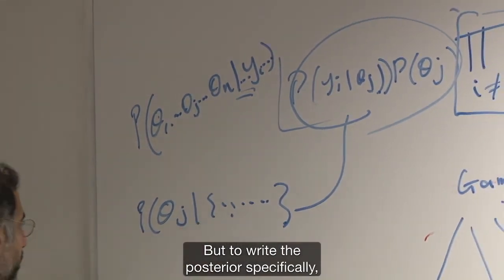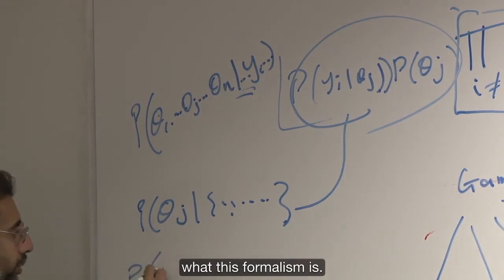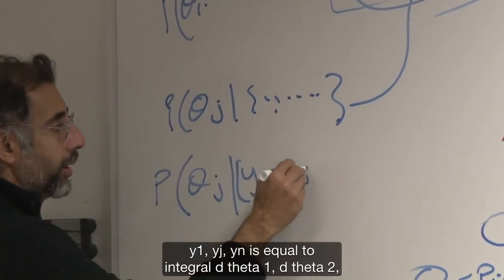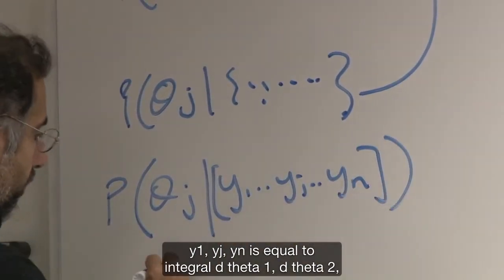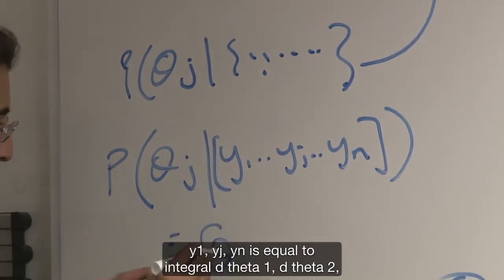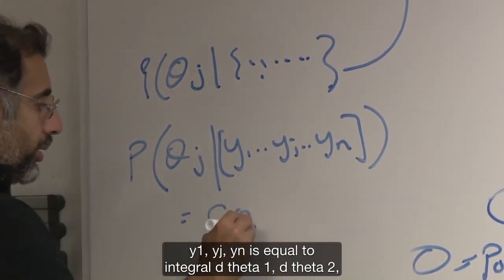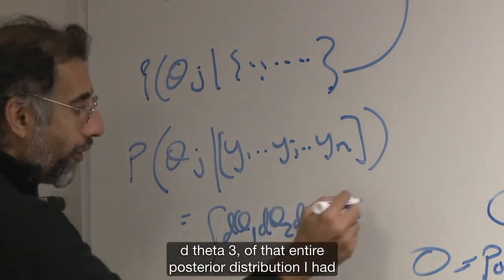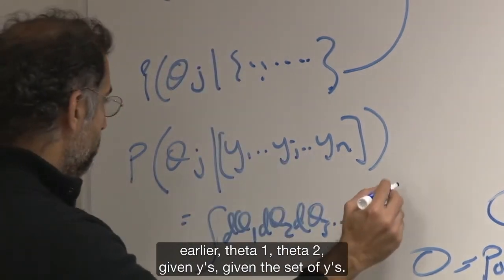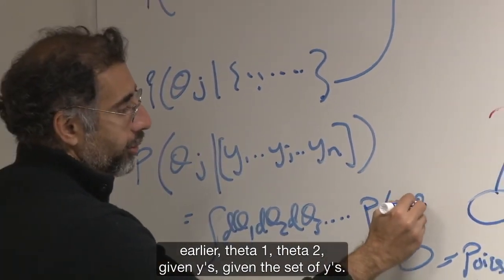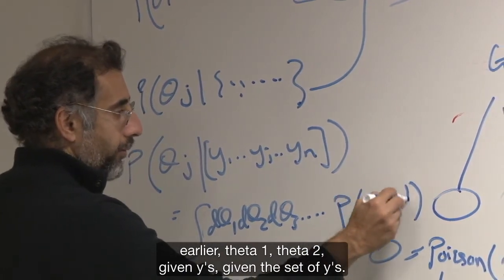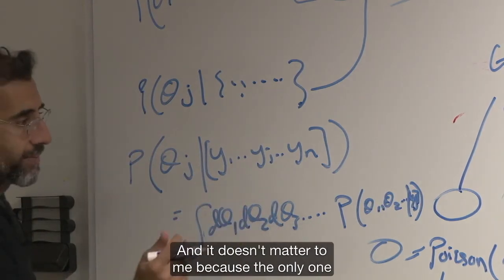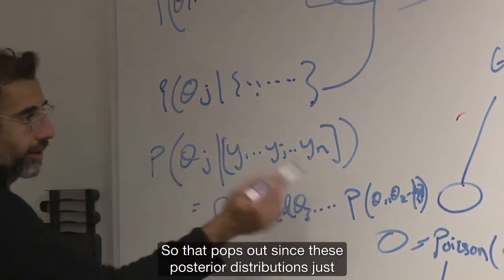But to write the posterior specifically, since I should show you what this formalism is, the posterior of theta j given y1, yj, yn is equal to the integral d theta 1, d theta 2, d theta 3, and so on, of that entire posterior distribution I had earlier, theta 1, theta 2, and so on, given the set of y's. So that's what I'm doing, and I'm taking this out. And it doesn't matter to me because the only one I care about is the theta j, so that pops out.